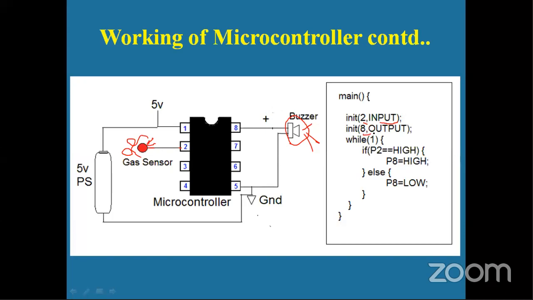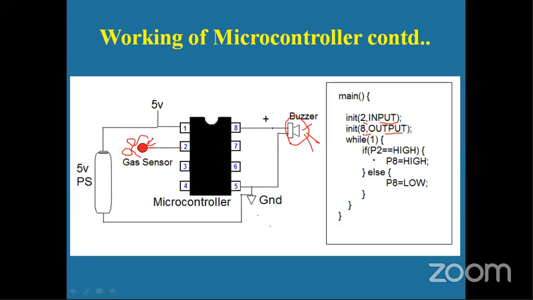I've connected pin number 8 as output because I've connected my buzzer there. Fine, my initialization is over. Then I go into the while loop, an infinite loop. Look at this program. If P2 is equal to high, then P8 is equal to high.